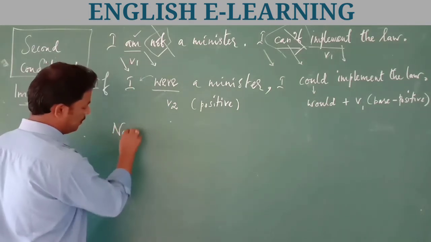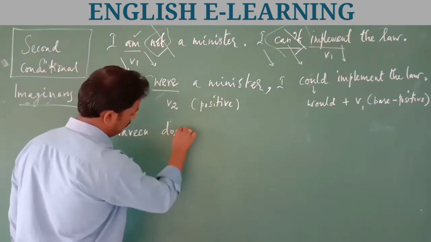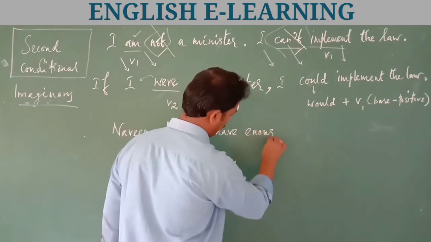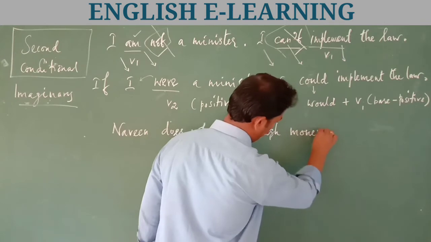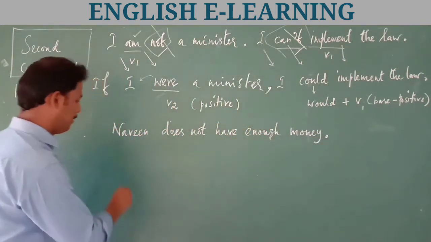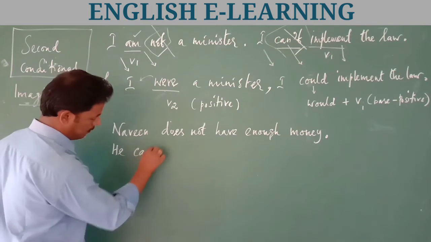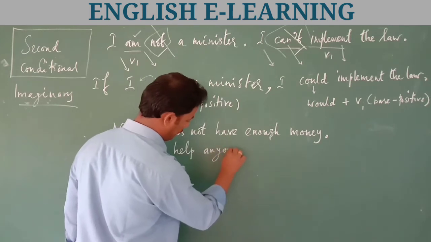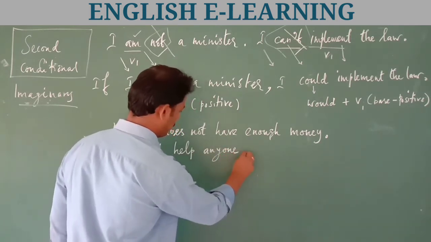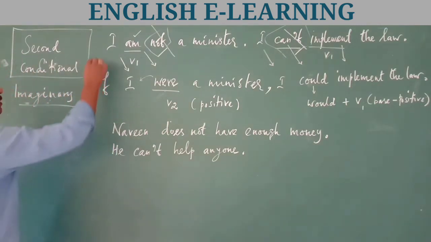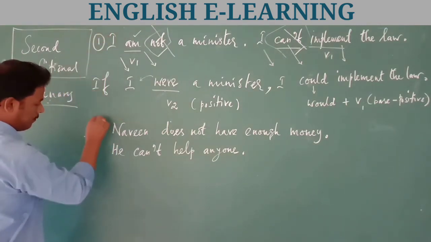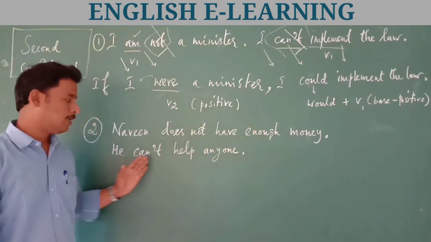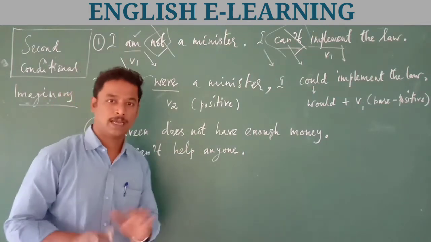Example: Naveen does not have enough money. He can't help anyone. This is the second example. Okay, Naveen does not have enough money. He can't help anyone. Again, analyze the verb pattern.